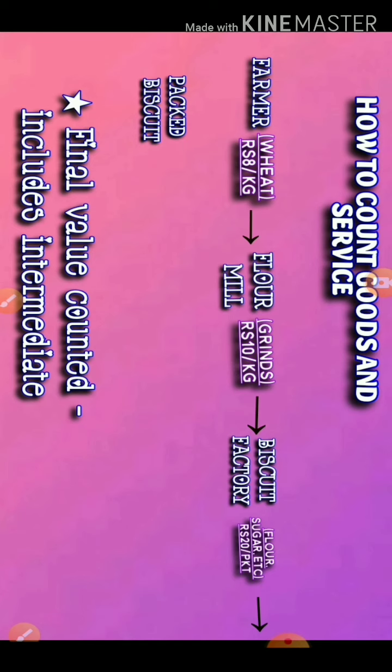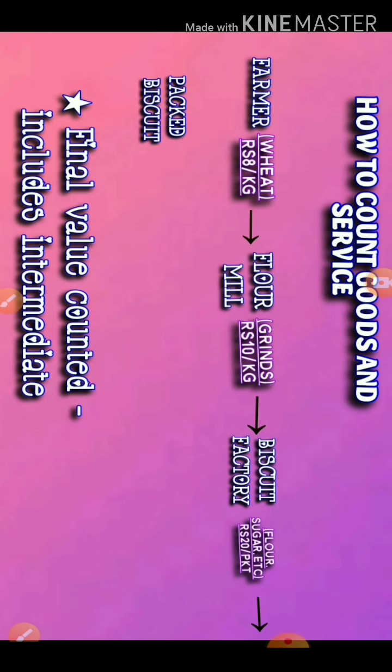What does this mean? This packed biscuit would have the ingredient of wheat. The biscuit factory would again have the ingredient as wheat, the flour mill again has the ingredient as wheat, and the farmer is supplying wheat. So this wheat is added in all the 4 steps. Now if I take wheat at the flour mill, that won't be a correct way to add it, because this wheat is again an intermediate in packed biscuits.